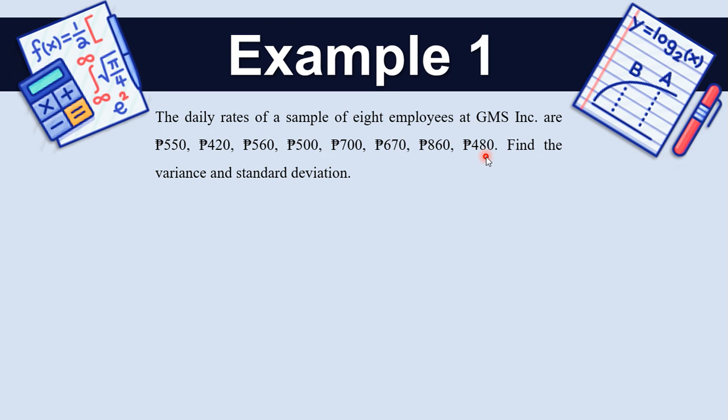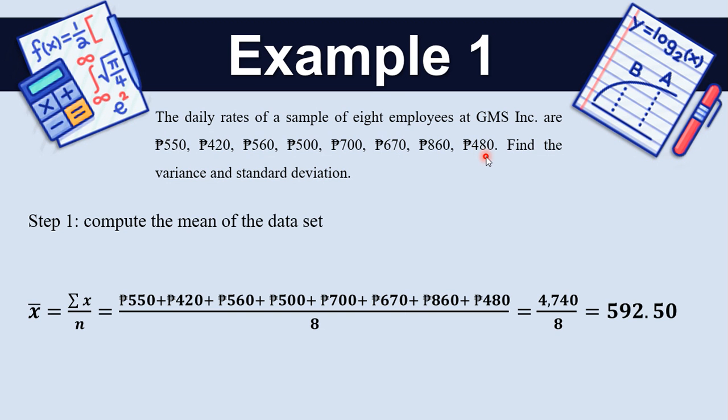Bago tayo mag-proceed doon sa pagkuha kay variance at kay standard deviation, step number 1 na kailangan po natin gawin is to compute the mean for the dataset. Sa pag-compute naman po ng mean, hindi naman na po yan bago sa atin because that was the last topic na diniscuss ko po sa inyo nung Friday, which is getting the summation of the data that we have divided by the number of items. So add lang po natin lahat po ng data na meron tayo and then divide by the number of items which is 8.